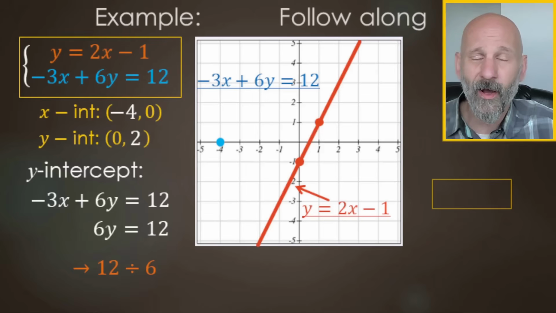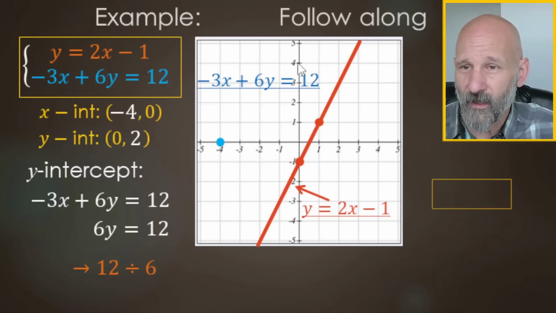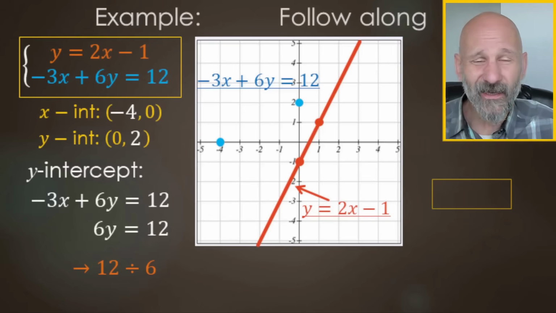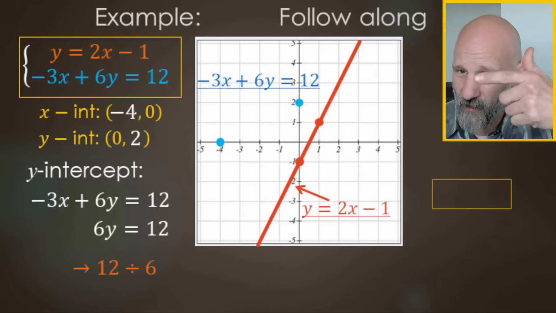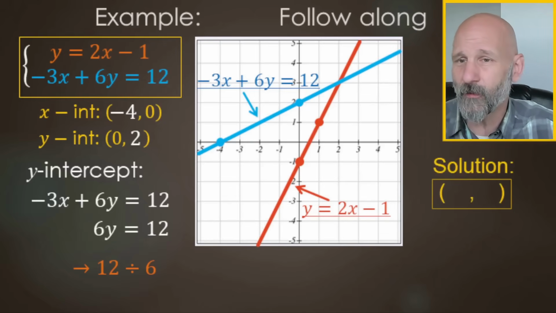So when we go to graph by intercepts, we take the 12 for the x-intercept and divide by the number in front of the x. 12 divided by negative 3 makes negative 4. To find the y-intercept, divide by 6. So 12 divided by 6 makes 2, and that's going to go right there. Finding these two intercepts doesn't take super long. It's just a division for each one. Plot those 2 points on the graph and draw the line through them.